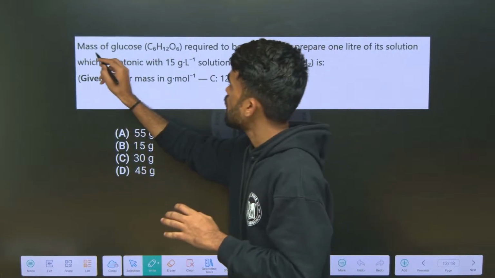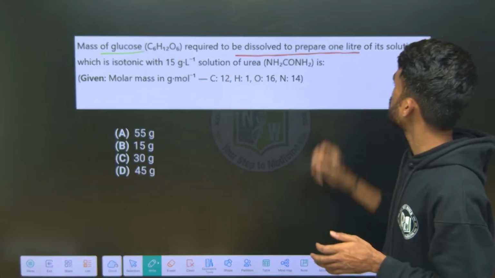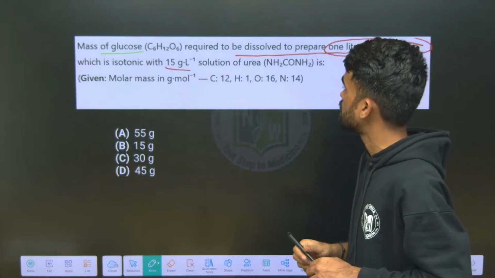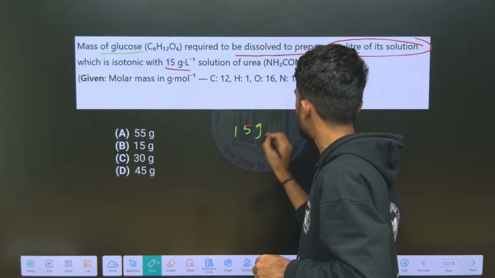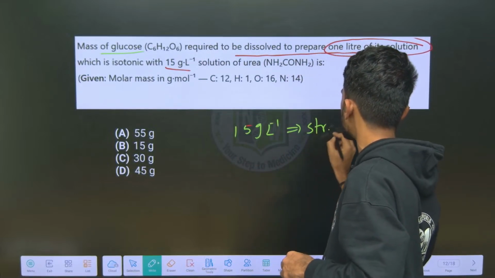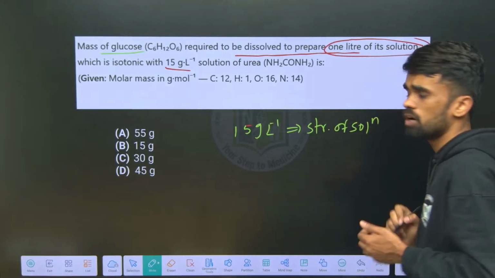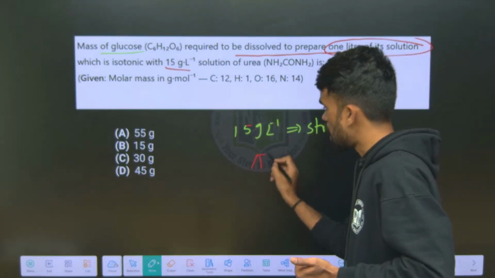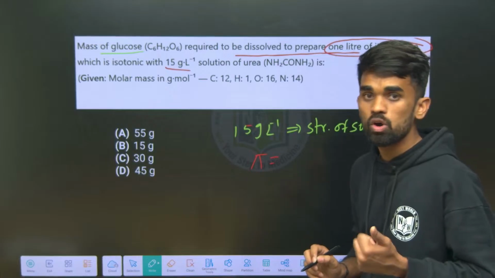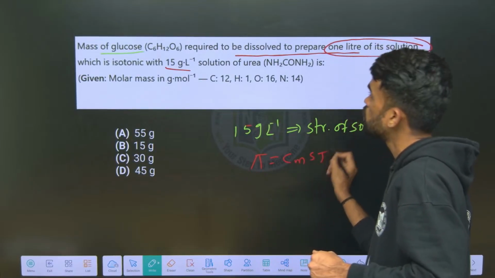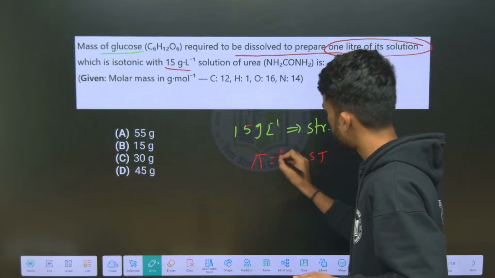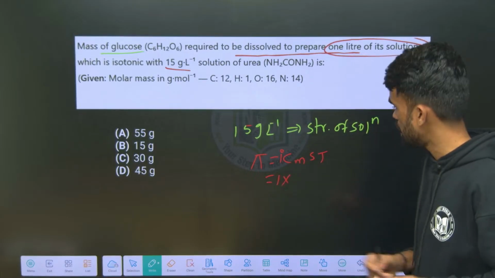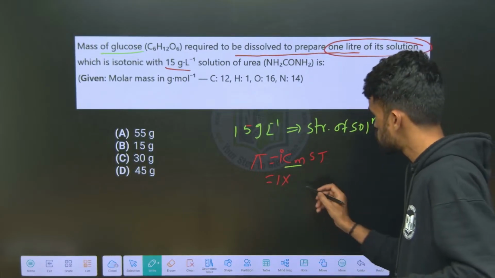Look at this: the mass of glucose required to be dissolved for preparation of 1 liter of solution which is isotonic with 15 gram per liter urea solution. Again, what is this 15 gram per liter? This is called the strength of solution. This is also a concentration term. It is gram per liter, but in osmotic pressure we will be using molarity, mole per liter. So we will be using pi equals i C S T here. You can use the Van 't Hoff factor i also here: Van 't Hoff factor 1 into molarity. Cm is nothing but molarity, that is mole per liter.